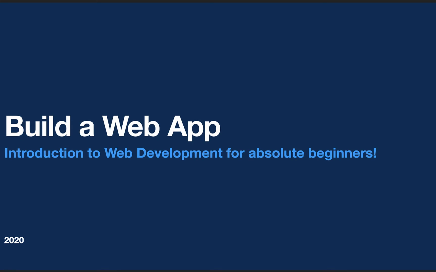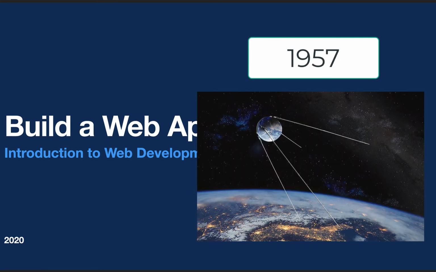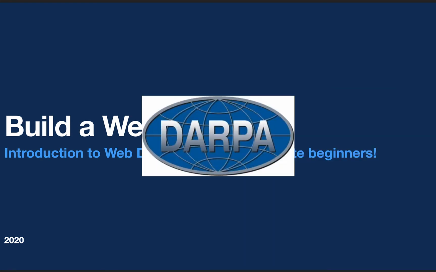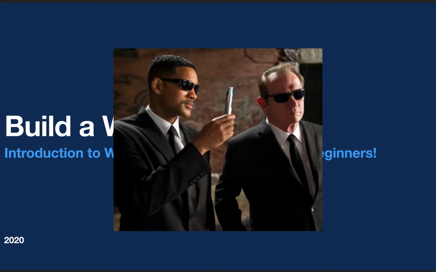So, first of all, our story goes back all the way to 1957 when the Soviet Union launched a satellite into outer space called Sputnik 1. Yep, that's where the idea of the internet started. The Americans panicked because of this launch and opened up something called ARPANET, which stands for the Advanced Research Projects Agency Network. Some really top level government secret agency, men in black kind of stuff.